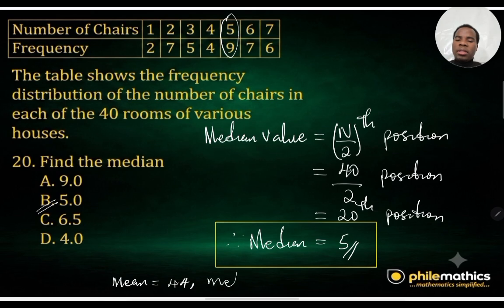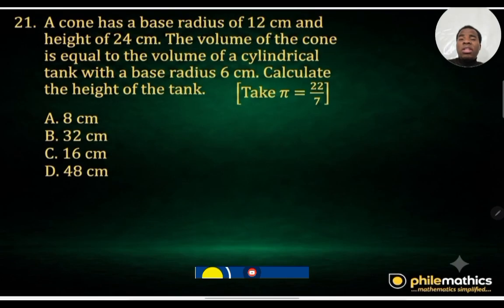It then means at the end of the day, the mean is 4.4. The median is the same as the mode, is simply 5. This question tests our knowledge of volume of solid shapes, specifically cylinder and cone.